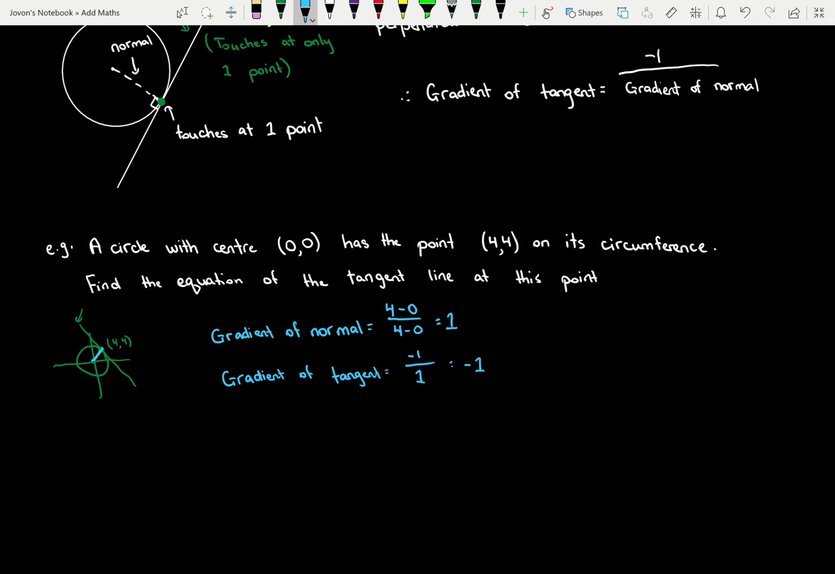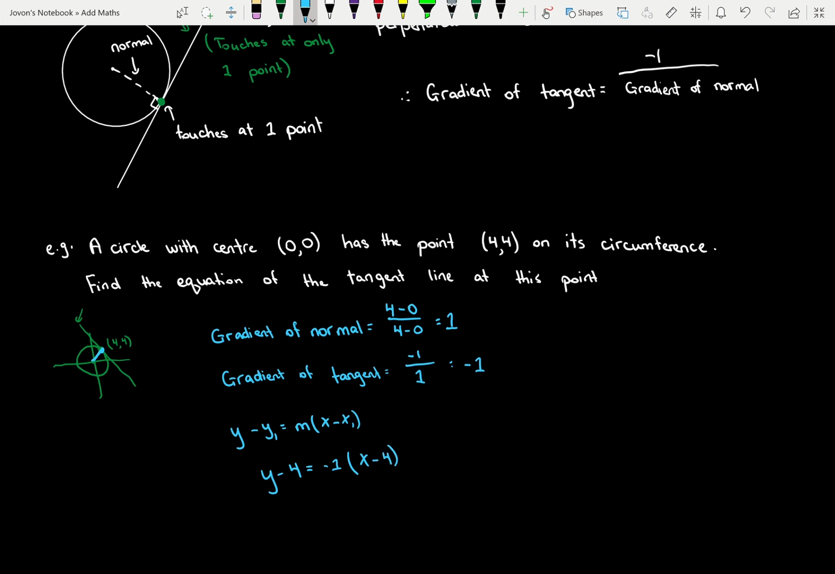Now we want to find the equation of the line. To find the equation of a line, all we need is the gradient and the intercept, or the gradient and any point on the line. Here they give us a point on the line. The point on the line is 4, 4 because it touches the circle at the point 4, 4. So remember we have y minus y1 is equal to m multiplied by x minus x1. So we'll have y minus 4 is equal to m, which is minus 1, multiplied by x minus 4.